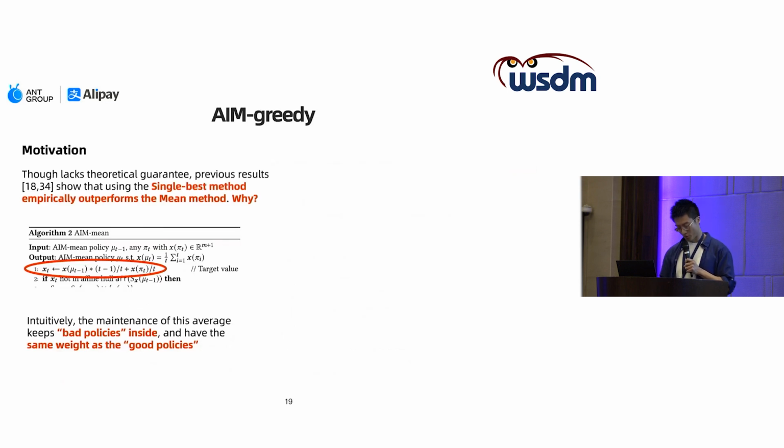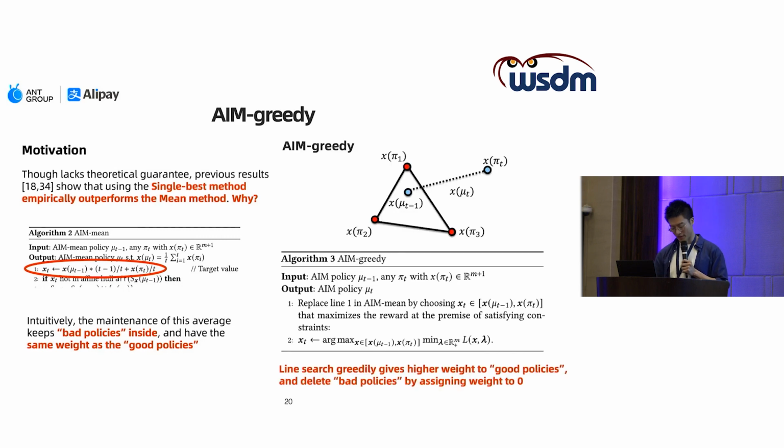In practice, previous results show that the single best method empirically outperformed the mean method. One possible explanation is that in the mean method, every individual policy has the same 1/t weight in the final mixed policy. Intuitively, this gives bad policies the same weight as good policies. Inspired by these findings, we propose the AIM greedy method.